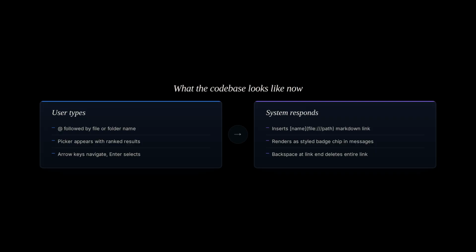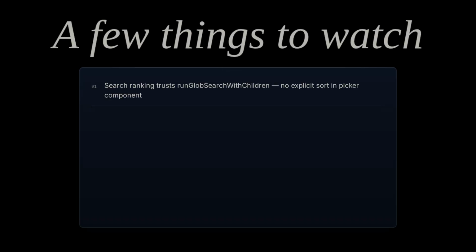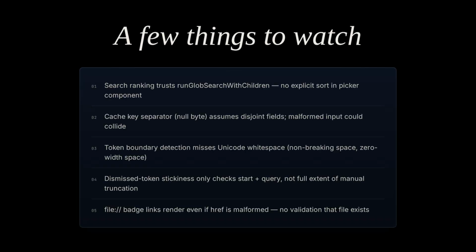There are a few things to keep an eye on. The picker trusts that run glob search with children returns pre-ranked results. There's no explicit sort in the component, so if the underlying ranking logic changes, the picker behavior will silently change. The cache key uses a null byte as a separator, which is safe for validated fields but could collide if a malformed field contained that character.